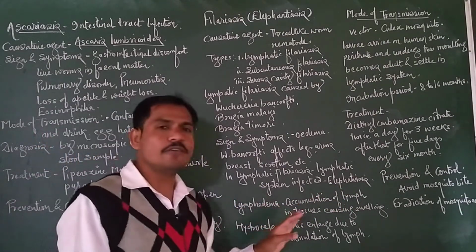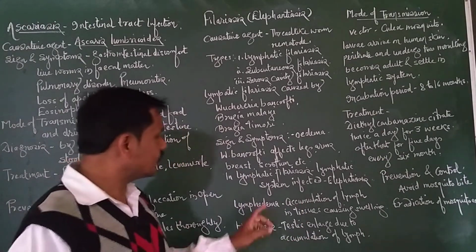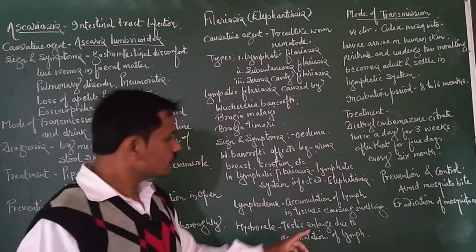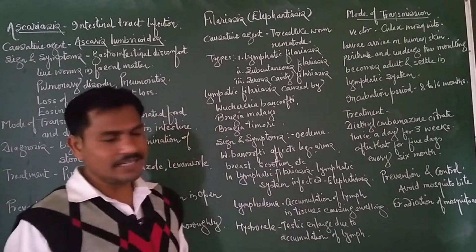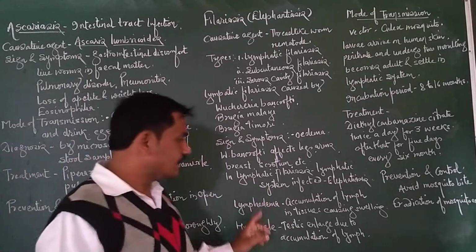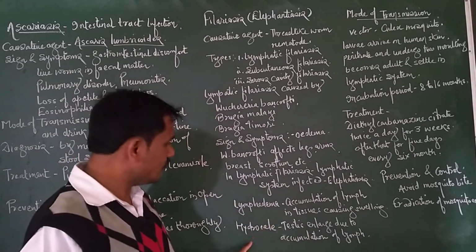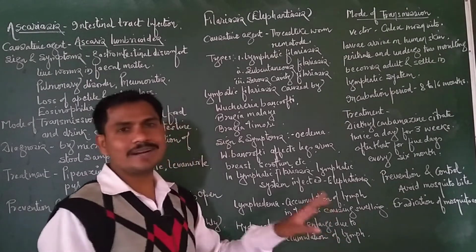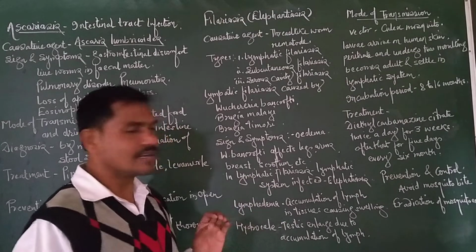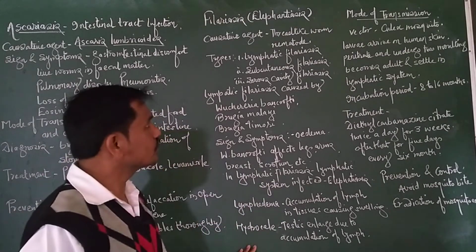Lymphedema is a swelling of the lymphatic system and vessels, and it occurs due to the accumulation of lymph in the tissues, resulting in swelling. Then hydrocele: the enlargement of the testis, where lymph accumulates inside the testis. So the testis becomes enlarged. This condition is called a hydrocele.